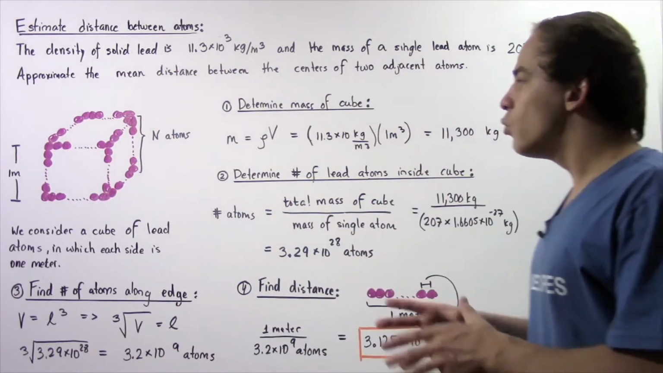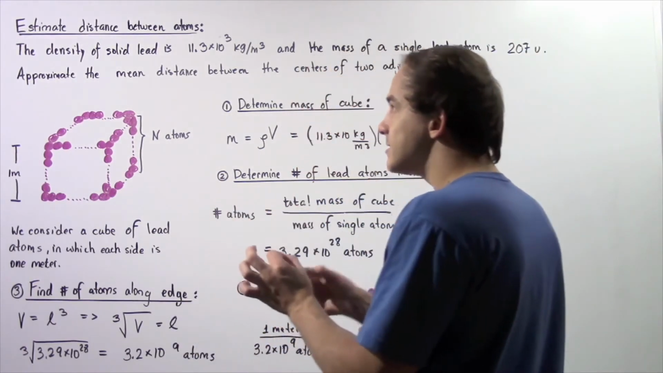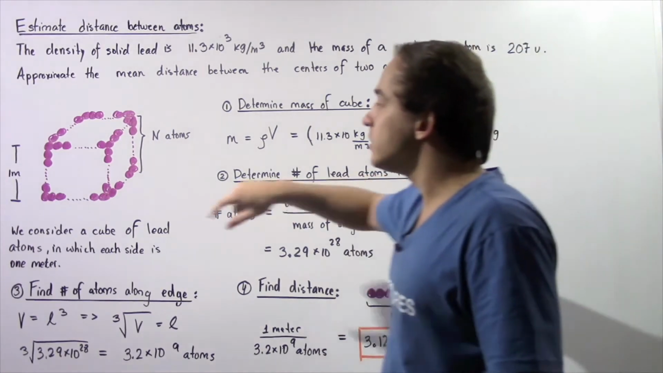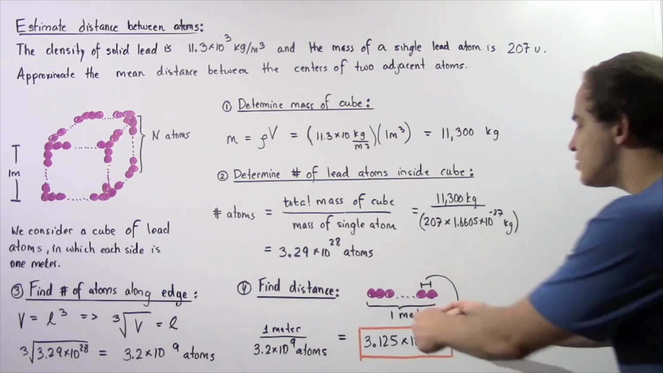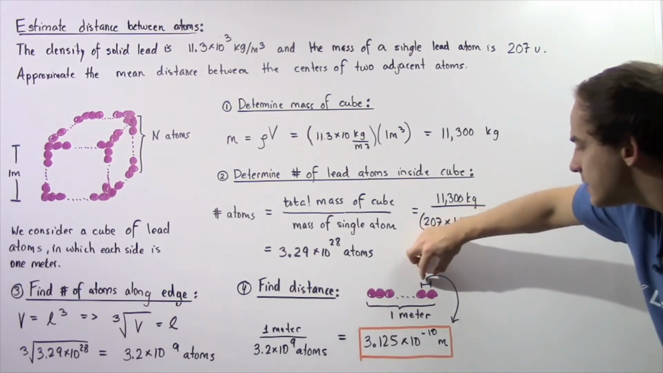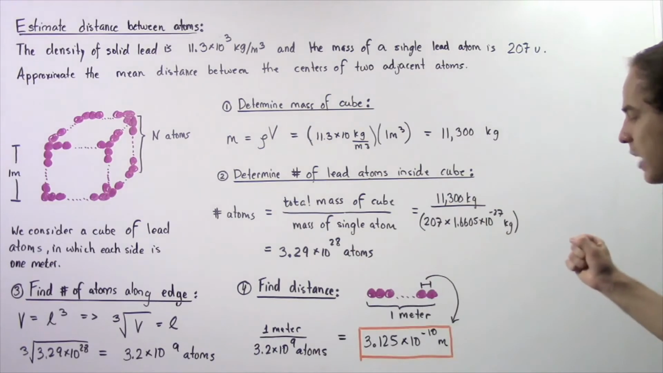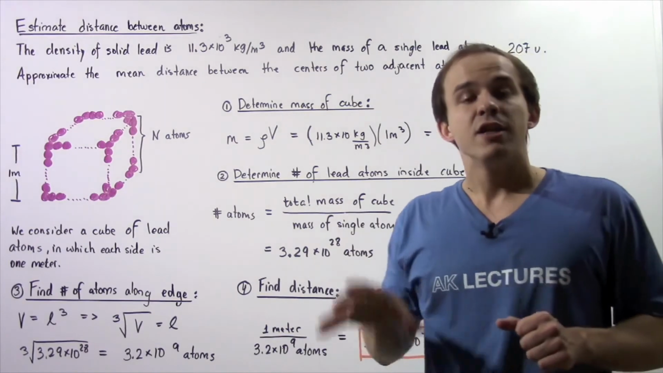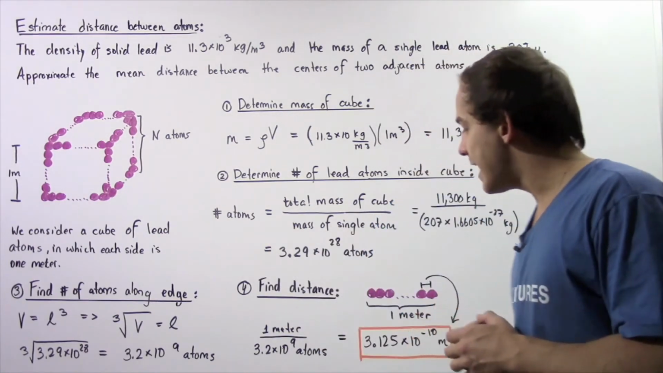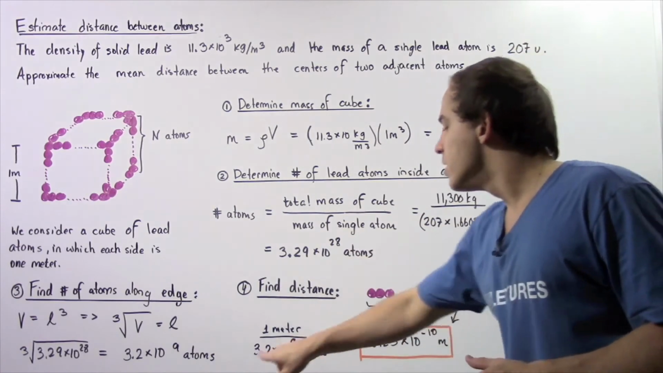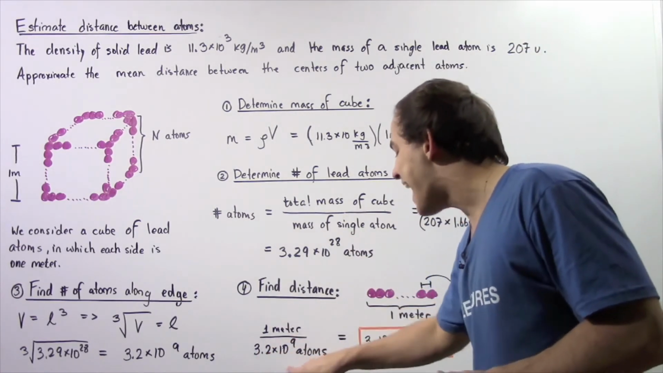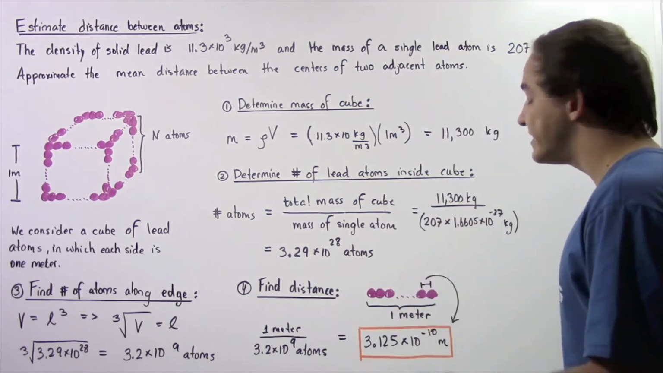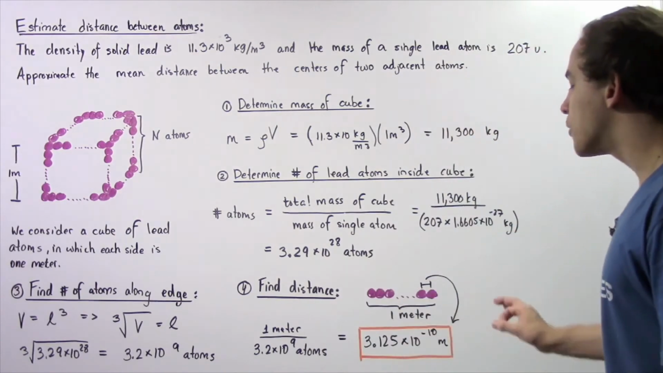Finally, in step 4, we calculate what the distance between any two adjacent atoms is. Notice that the length of each edge, as shown, is 1 meter. So to calculate the distance between the centers of any two adjacent atoms, we simply take 1 meter and divide it by the number of atoms along that single edge. So 1 meter divided by 3.2 times 10 to the 9 atoms gives us a value of 3.125 times 10 to the negative 10 meters per atom.